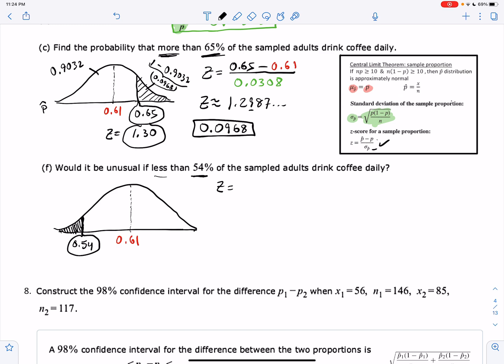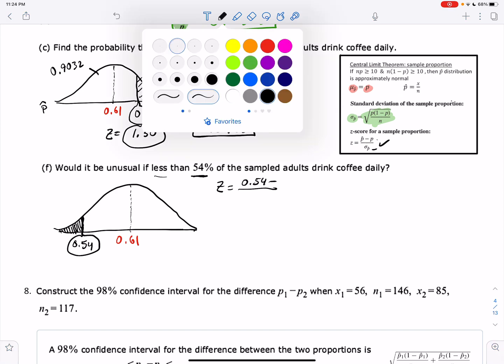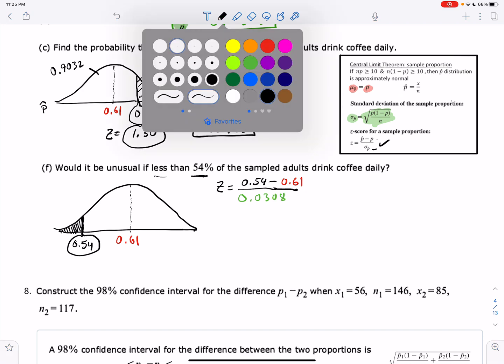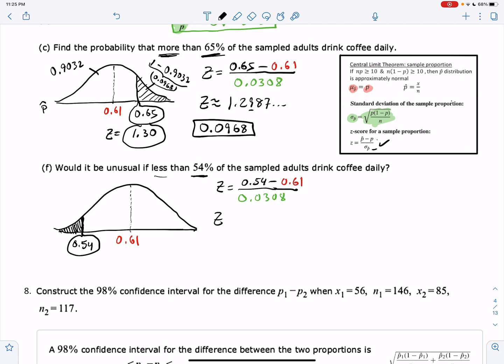Z equals the data point, which is really the sample proportion of 0.54, minus the mean, which is 0.61. We have to divide that by the standard deviation of the sample proportions, which was 0.0308. Let's use our calculator, subtract, then divide. We're getting z equals negative 2.27, and this is repeating. So we're just going to take negative 2.27.